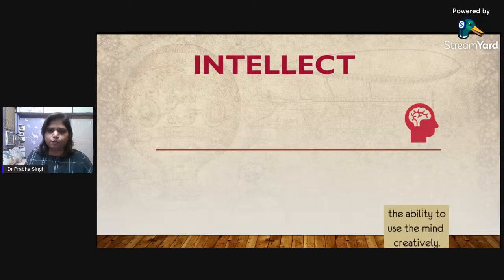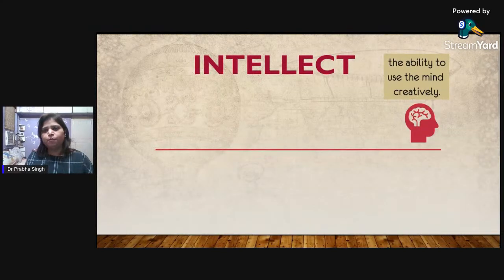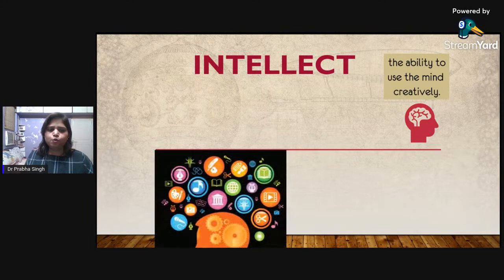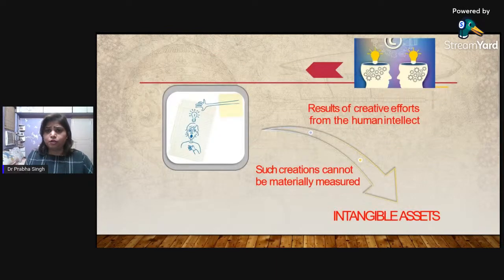So we know that intellectual property rights is nothing but the ability of the mind to be creative. And the creativity comes in various forms. But the most important thing is, once this creativity comes in our head, we need to protect it so that no one else can utilize it. But everything about creativity, whatever it is, is intangible. That means you can't touch someone's creativity. We can't touch our own creativity, right? It is just an idea.